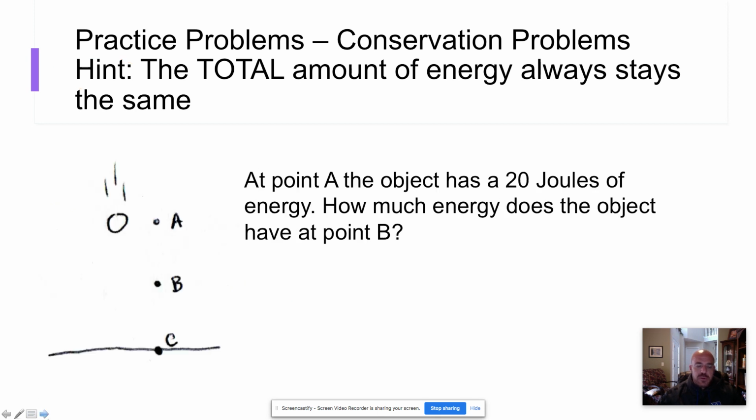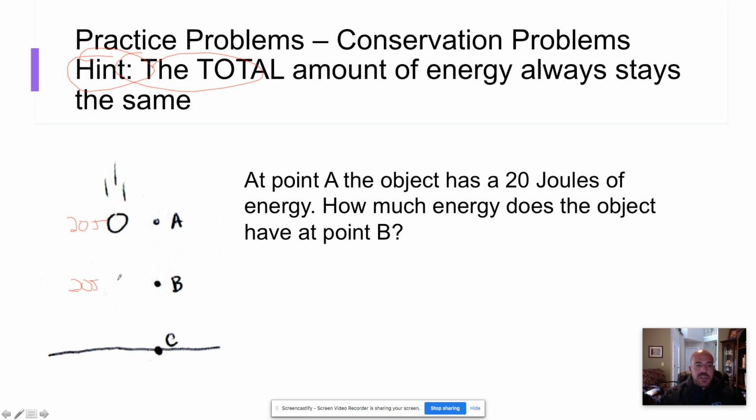This one tricks people a lot. The first time they see it, it tricks them. Not everyone, but it tricks a lot of students every year. It says at point A, the object has 20 joules of energy. So I'm going to write that up here: 20 joules of energy up here. How much does it have at B? Remember, just remember the hint. Total stays the same. So it has 20 at B.